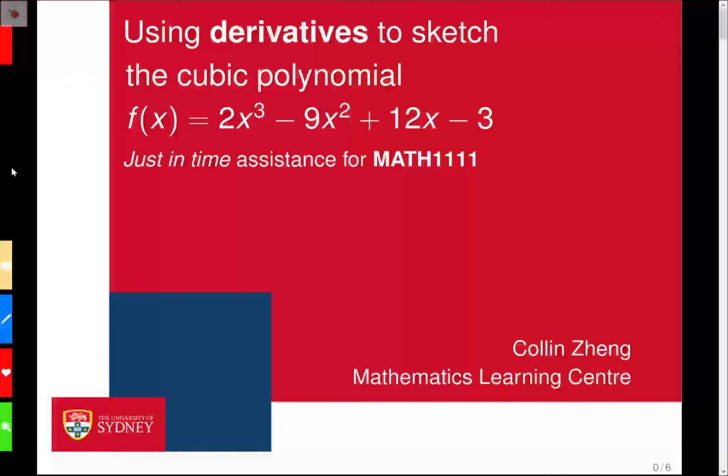Hi, I'm Colin. The two main applications of any introductory course on differential calculus are graph sketching and solving optimization problems. In this module, we're going to focus on the former, that is, graph sketching, and apply derivatives to sketch the graph of the cubic polynomial f of x equals 2x cubed minus 9x squared plus 12x minus 3.